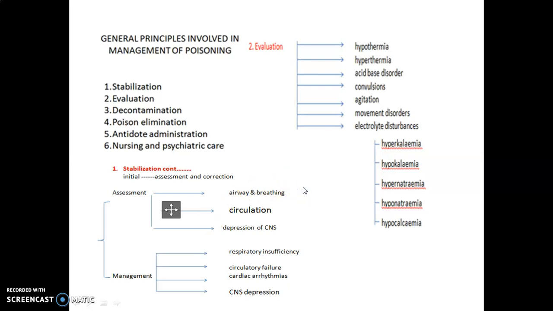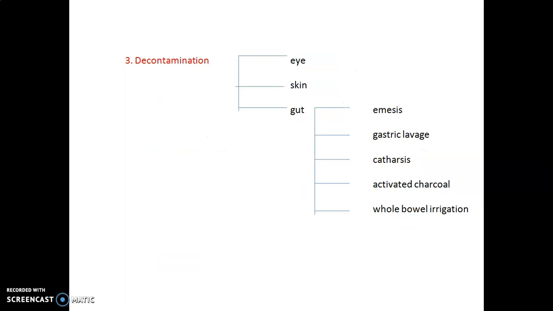Also, we came across the next step, decontamination of the poison at the route which is exposed. The common exposure routes include eye, skin, and gut. With the gut, various techniques are used in order to decontaminate it, like emesis, gastric lavage, catharsis, activated charcoal and whole bowel irrigation can be done for the unabsorbed poison.